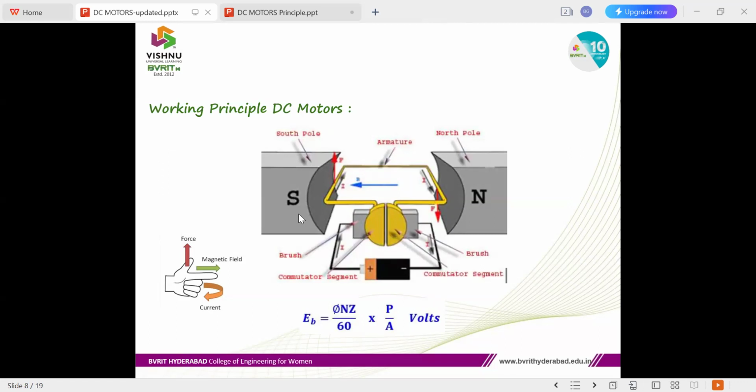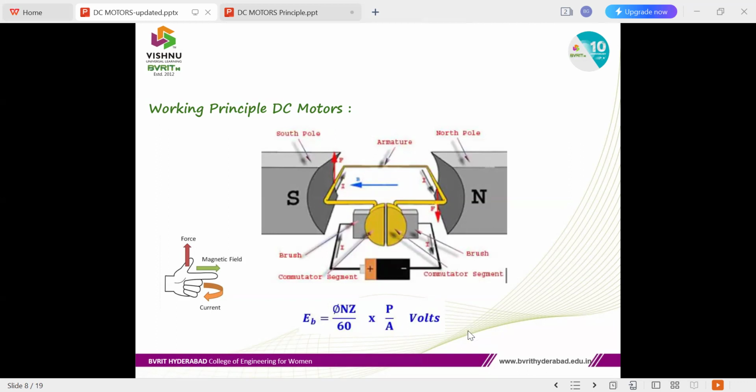And these forces collectively produce a torque which sets the armature rotating. As soon as the armature starts rotating, a dynamically induced EMF is produced in the armature, and the direction of the induced EMF is opposite to the supply voltage. Such EMF is called back EMF or counter EMF.